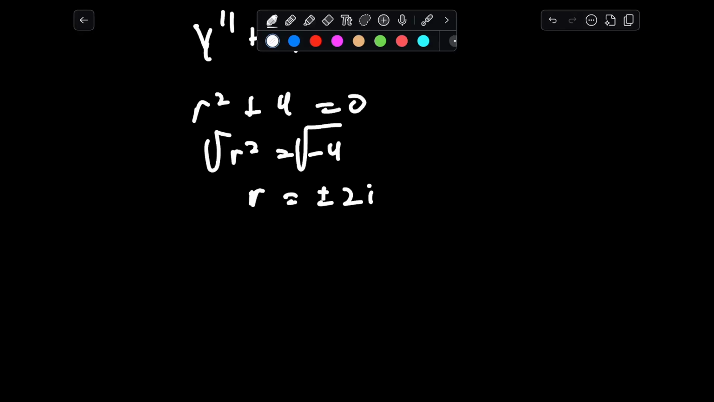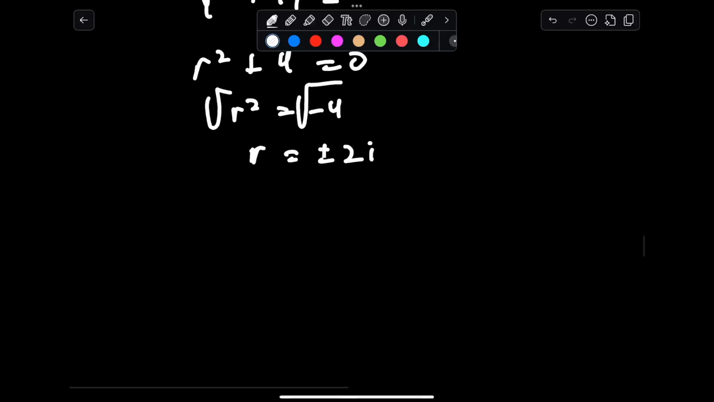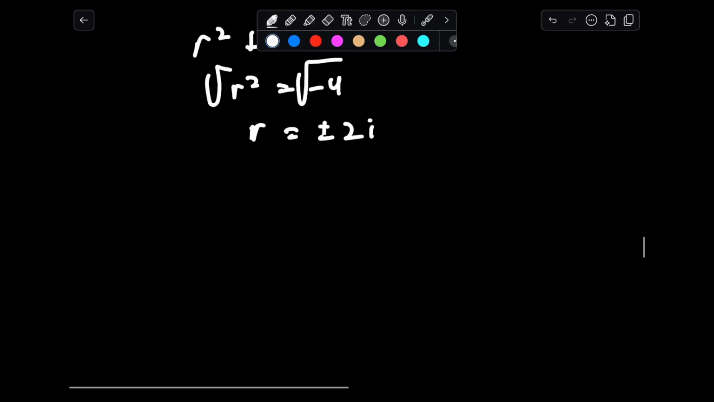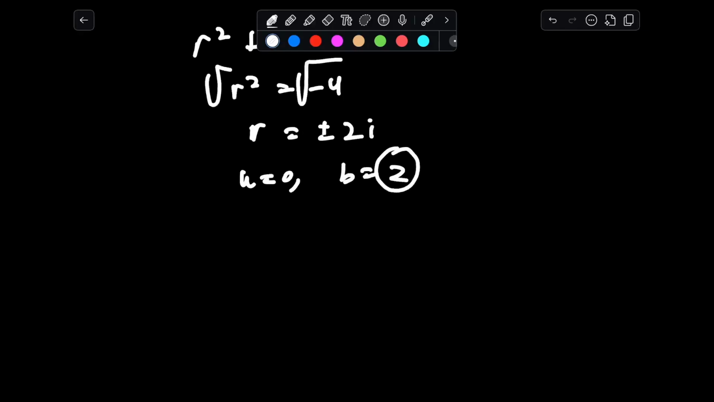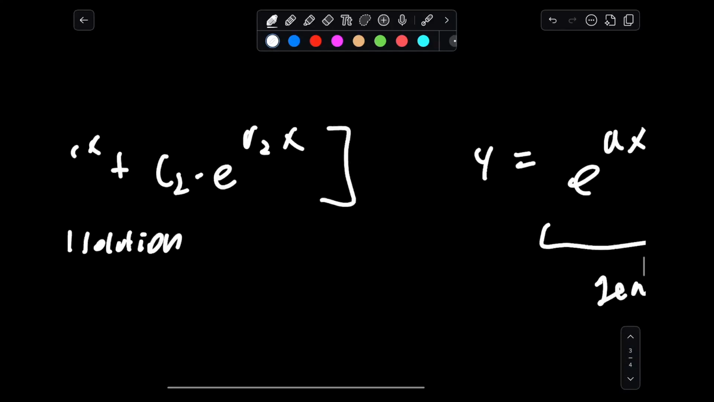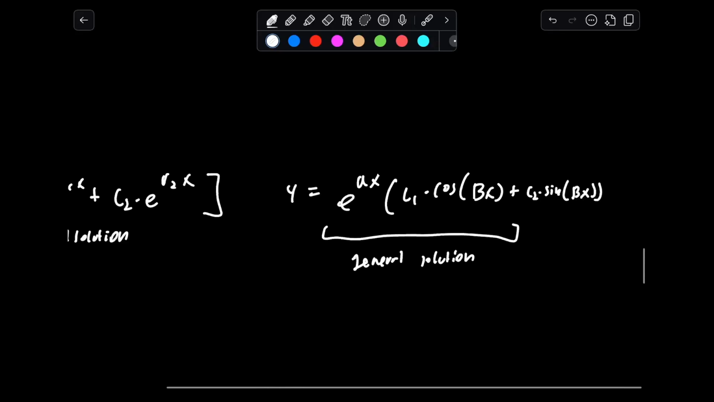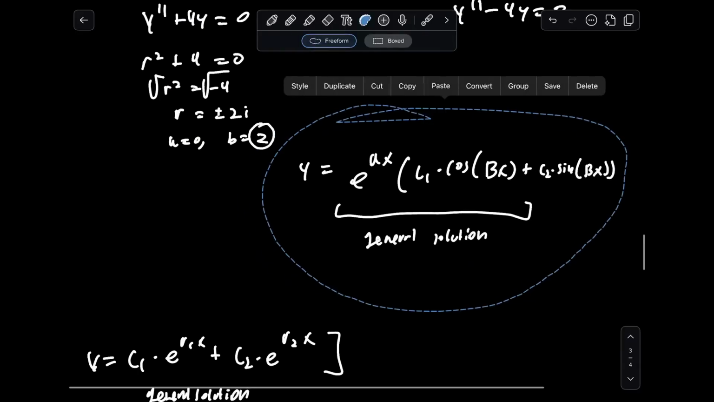Now these roots are in the form a plus or minus bi. a is alpha, b is beta. The real part, a, is equal to 0, and the imaginary coefficient, b, is equal to 2. So we know that a is 0, b is equal to 2. With this in mind, we can look at our equations. For our general solution, we see that this one right here would be the right one. Now, we plug this in.